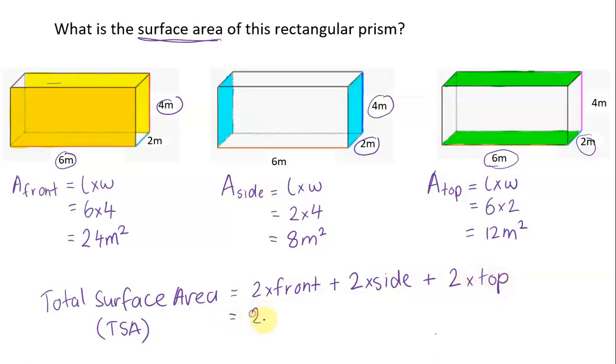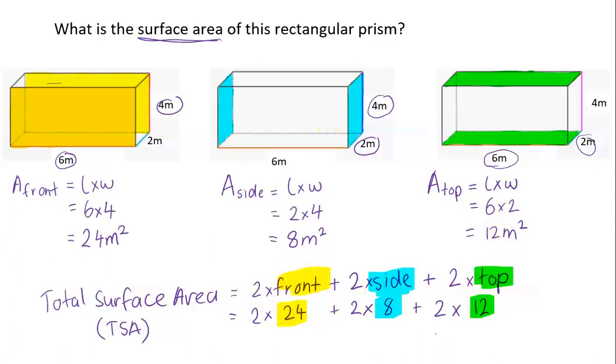What that gives us is 2 times our front face was 24 meters squared, plus 2 times the side was 8 meters squared, plus 2 times the top, which was 12 meters squared. And so if I put some colors in here so we can see these, the front was 24, the side was 8, and our top and bottom, the green ones, were 12 meters squared. I've color coded them the same as the pictures of the rectangular prisms so that we can see what's going on here.